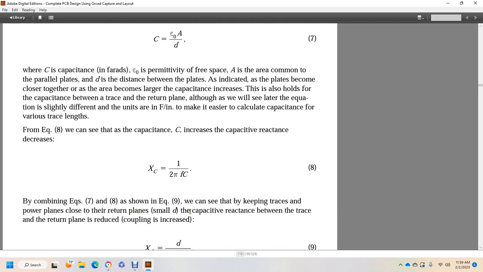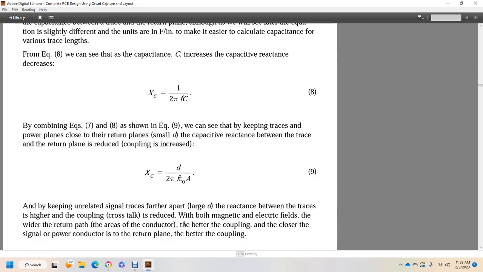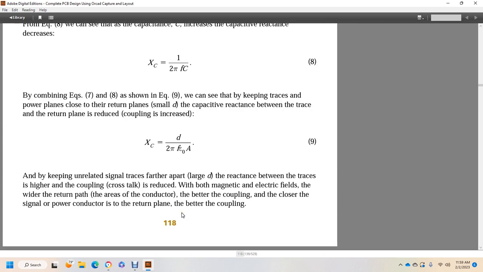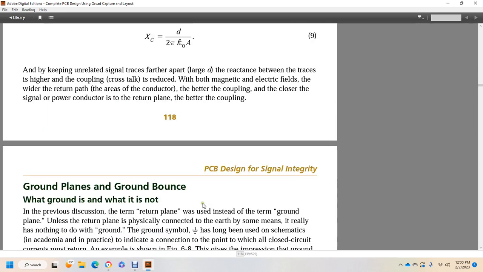keeping traces and power planes close to the return plane, small d, the distance between plates, and the capacitive reactance from trace to return plane reduce, so coupling is increased. And keeping unrelated signal traces farther apart, the larger the distance, the higher the reactance between the traces, the lower the coupling, and crosstalk is reduced. For both magnetic and electrical fields, a wider return path area of the conductor gives better coupling, and the closer the signal and the power conductor are to the return plane, the better the coupling.